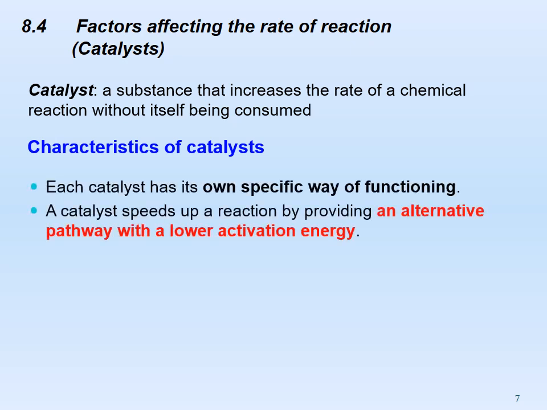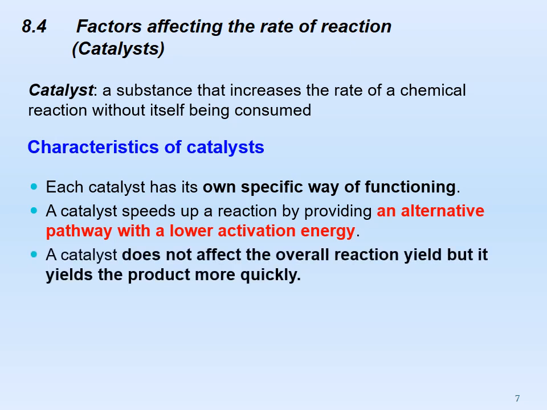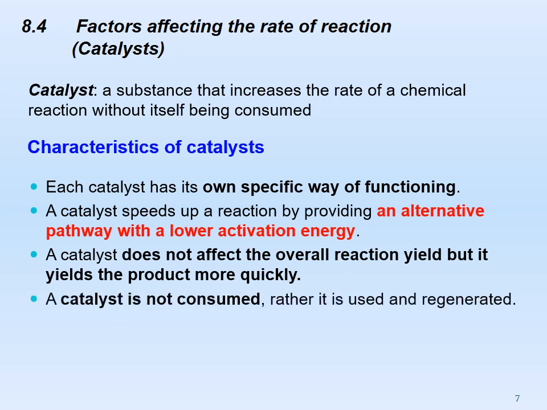A catalyst speeds up a reaction by providing an alternative pathway with a lower activation energy, EA. A catalyst does not increase or decrease the overall reaction yield, that is, amount of product formed, but it allows the product to be formed more quickly. A catalyst is not used up, rather it is used and regenerated.